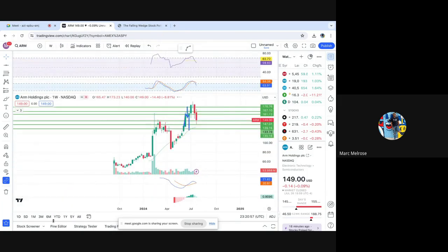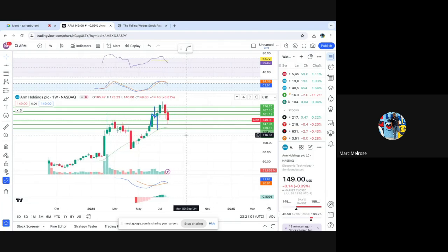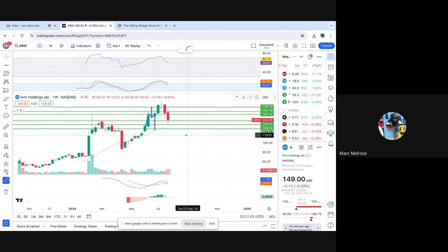On the weekly, we've been trading ARMs quite a while. We see ARMs has been breaking past the resistance. These resistances we've been having, we see that it's been treating each one as support and resistance. Currently it broke below 147. It tested the 140 resistance line we have here.